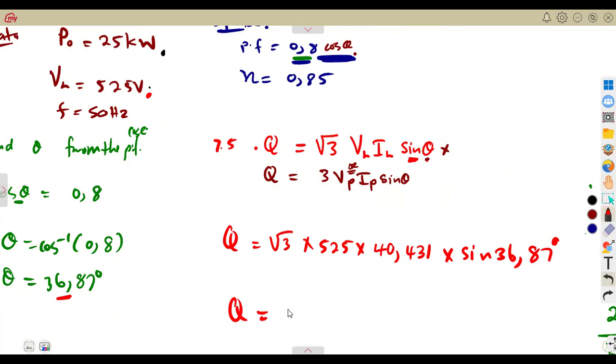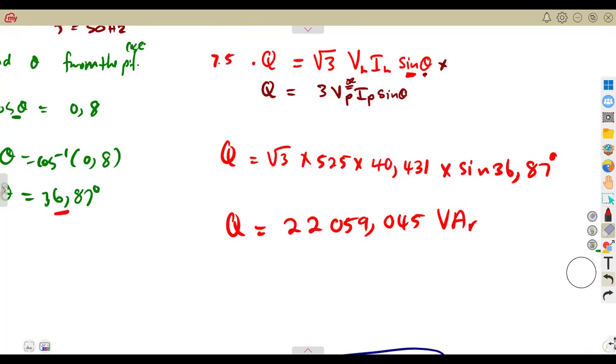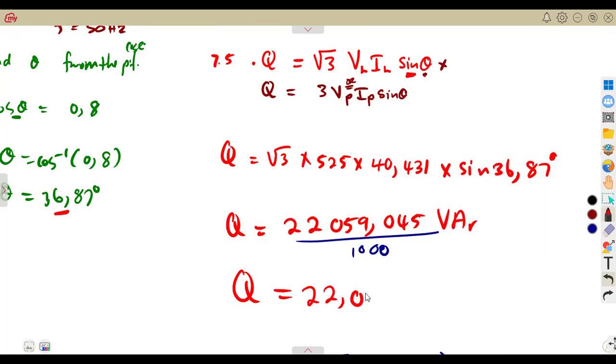So that is going to be the reactive power. In this case, we're going to obtain 22,059.045. Remember, this is volt ampere reactive. But as we understand, we can also write this answer in kilo volt ampere reactive. How do we convert to the kilo? You just divide by 1,000. That means your answer is going to be 22.059 kilovolt ampere reactive.